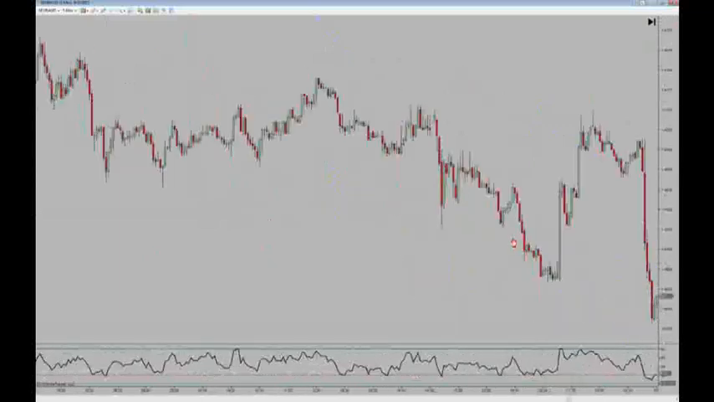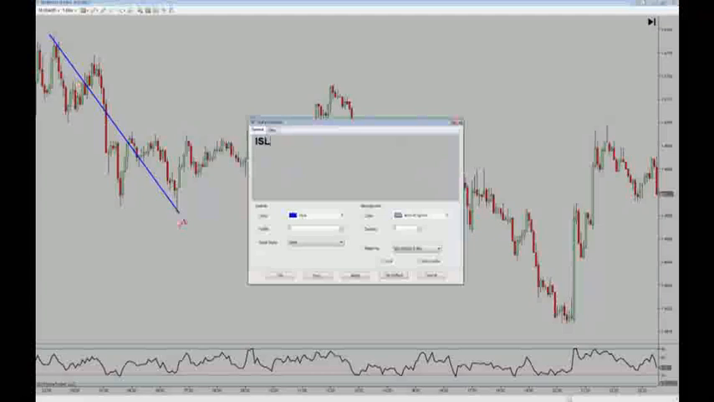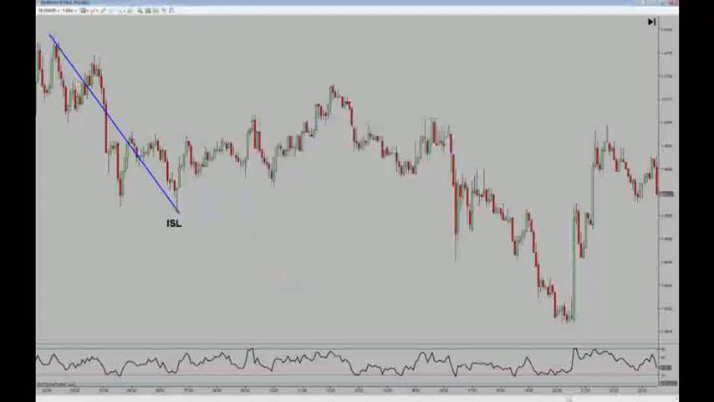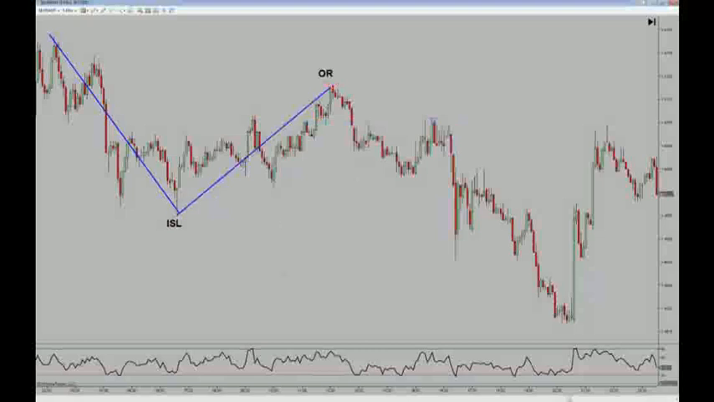Again, right here, here's another great example. We're in a bearish trend. We have our initial structure point up here in the left corner, our initial starting point. We make a move down, giving ourselves our initial structure low. We then get our outside return. Price action then comes back to test our initial structure low.